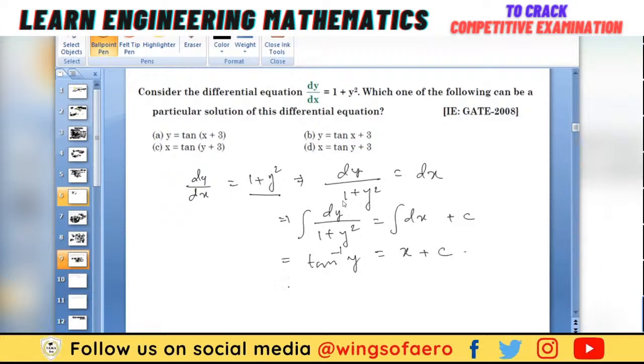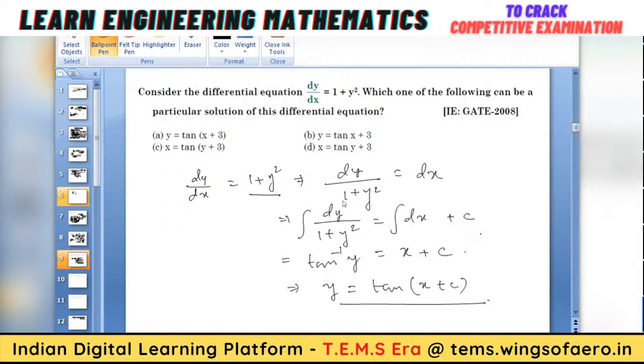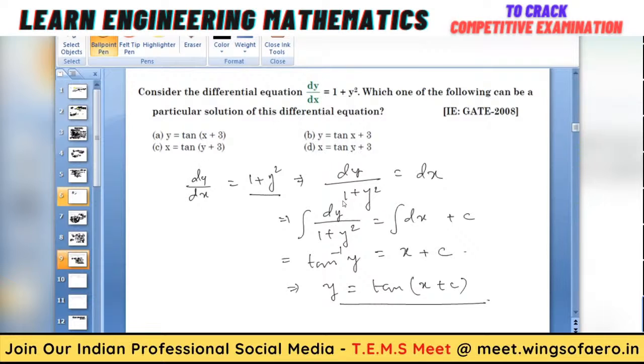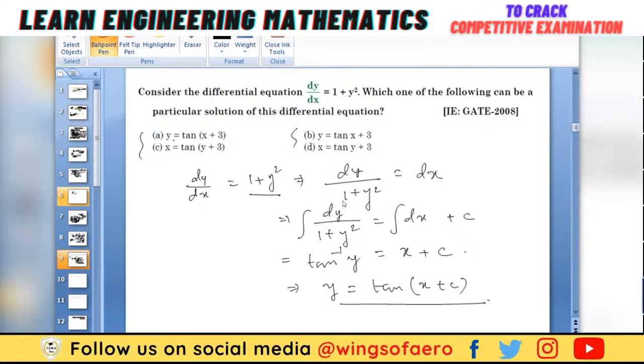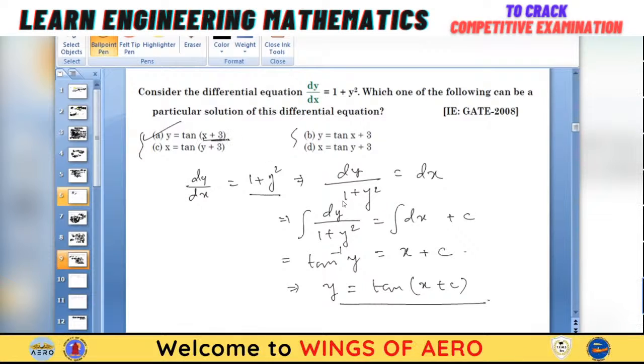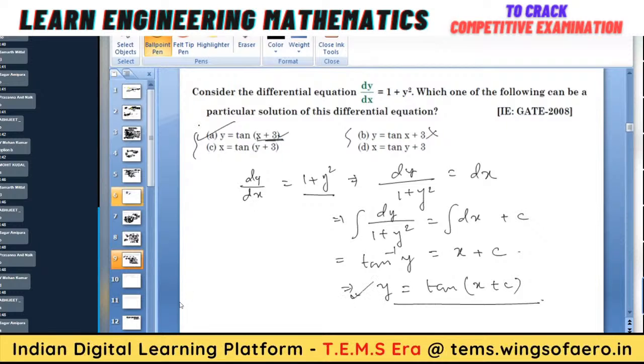Since it is tan inverse y, we can write y is equal to tan of x plus c. So y equals tan of x plus c. Which one of the solutions among these options fits the most? Obviously A. y equal to tan of x plus 3 fits the most. So it is not B, it is A that is the right answer.